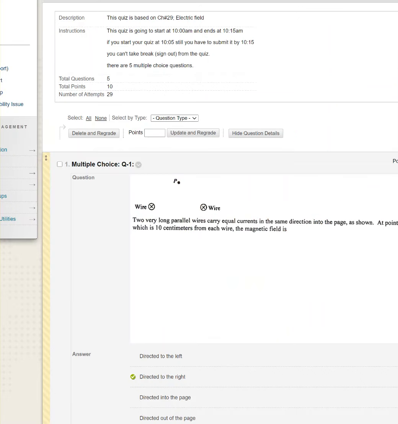Thank you. Looks like I also asked different questions in the quizzes than what I showed in the previous videos. So I will go over some of those. Two very long parallel wires carry equal current in the same direction into the page as shown in the figure. At point P, which is 10 centimeters from each wire, the magnetic field direction is, he's talking about, let me write it down on another page. So here is a question. You have two currents going into the board. He's talking about what is the magnetic field at point P.